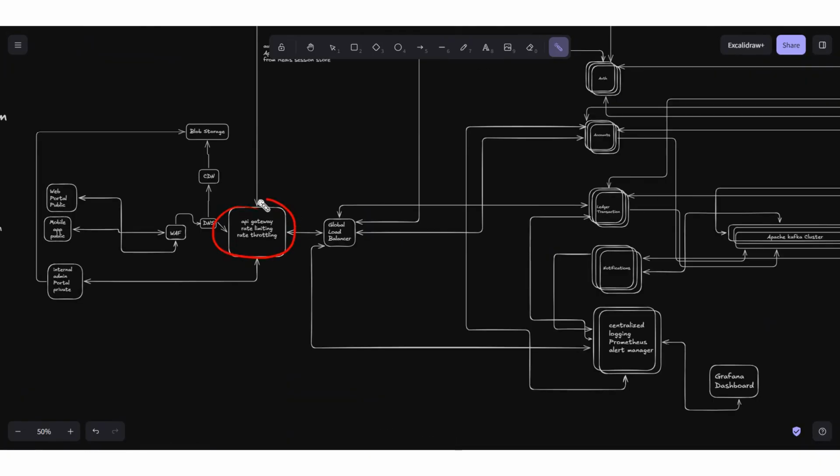At the API gateway level, we are implementing rate limiting and rate throttling. So whenever there are any bot attacks or any CSRF attacks, it will be the responsibility of the API gateway level to properly handle those attacks.